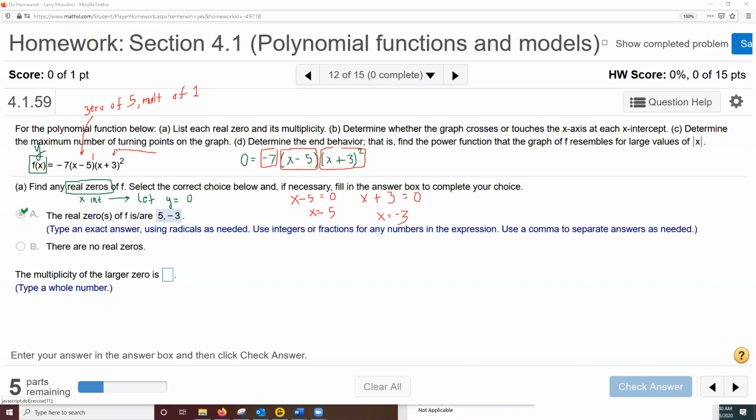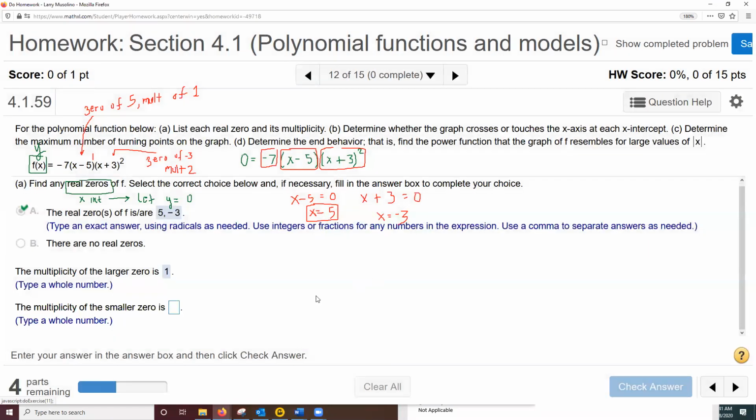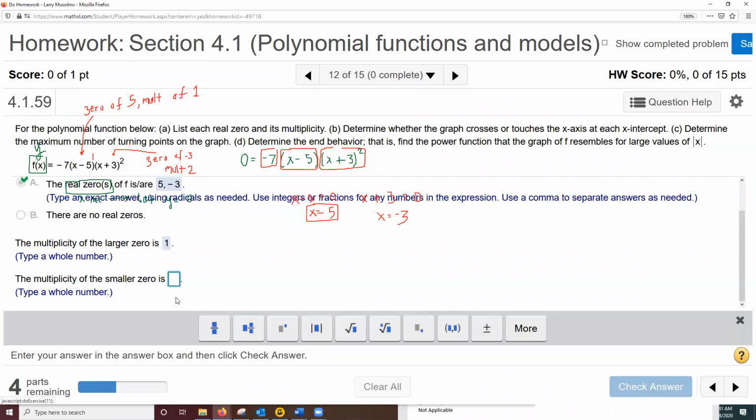All right, what about the second parenthesis? Well, we know the zero here was -3. We just figured that out a second ago. But the exponent is 2. So that means the multiplicity is 2. Okay, so that zero is showing up with a multiplicity of 2. All right, so now it says, what's the multiplicity of the larger zero? Well, the larger zero is actually the number 5, because 5 is a larger number as compared to -3. So the answer here is going to be a multiplicity of 1. And now it's going to ask me, what's the multiplicity of the smaller zero? Well, the smaller zero was -3. That had a multiplicity of 2.